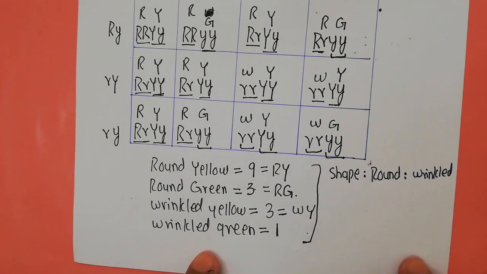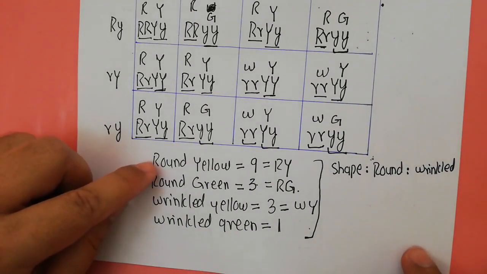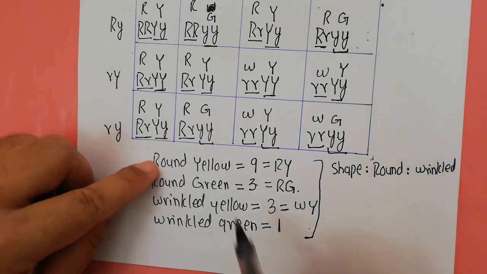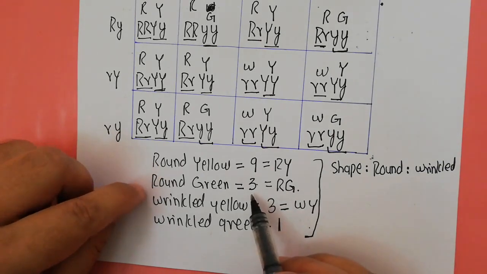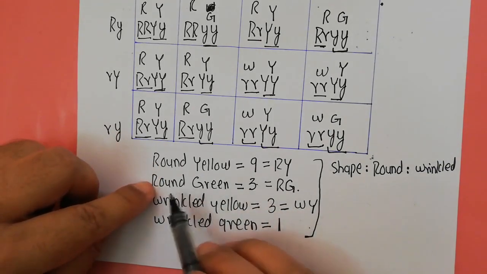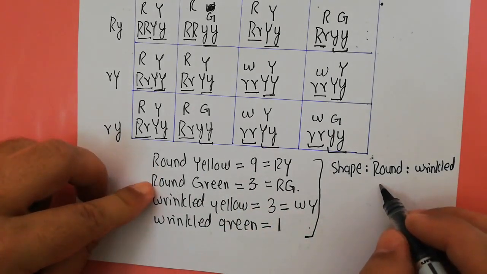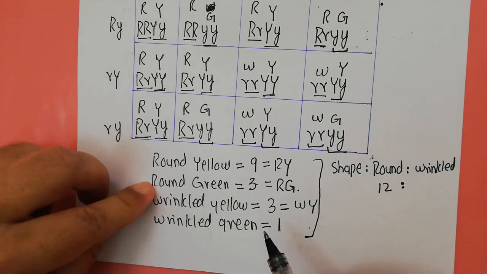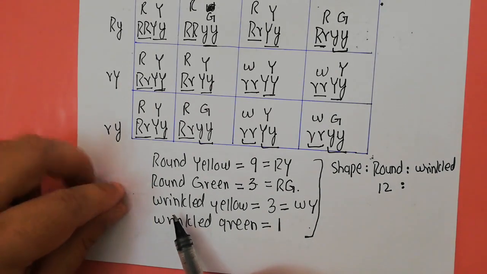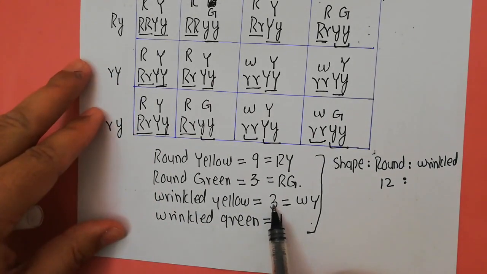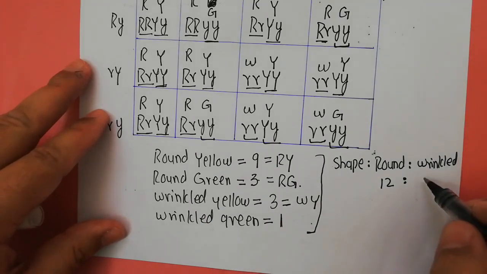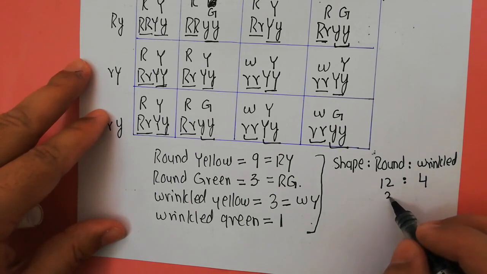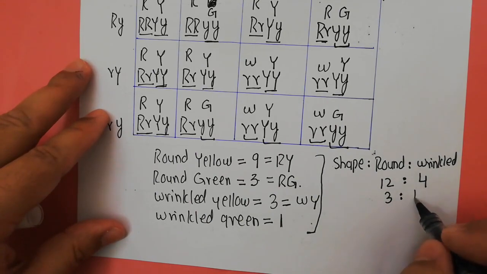Now if you look at the shape over here, you are getting 9 round over here and 3 round over here, so you are getting a total of 12 round. Now if you talk about the wrinkled one, you are getting 3 wrinkled over here, 3 wrinkled over here, and 1 wrinkled over here, so you are getting 4 wrinkled. If you simplify this, again you get a ratio of 3:1.